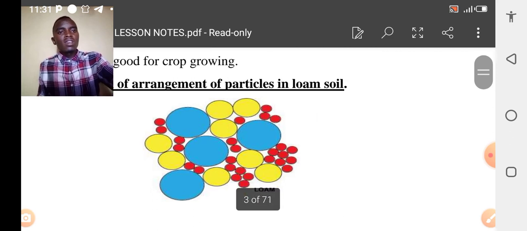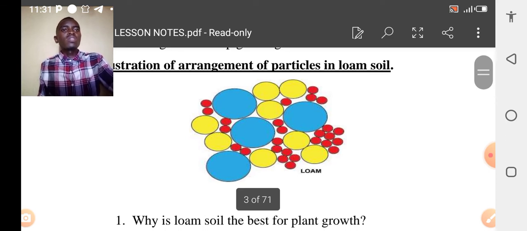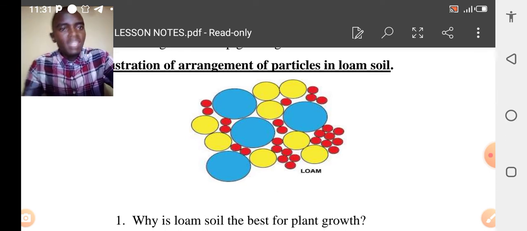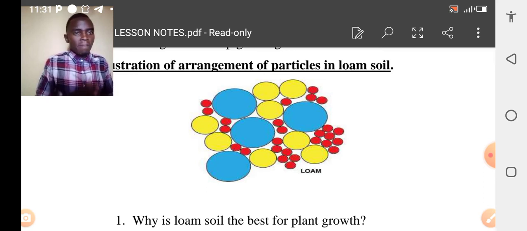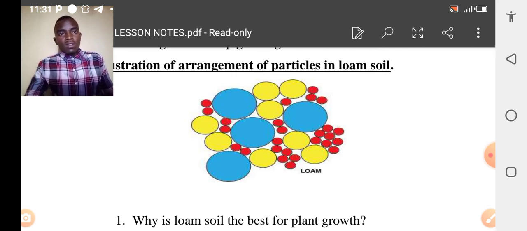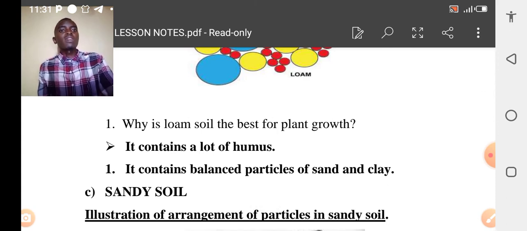As you see here, it is composed of loam soil. This is the structure that shows the arrangement of particles in loam soil. It means that loam soil sometimes has clay soil or sand soil, and this is the mixture. The mixture of sand soil and clay soil forms loam soil. So here we have why loam soil is the best for plant growth.